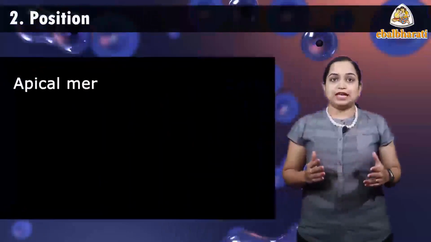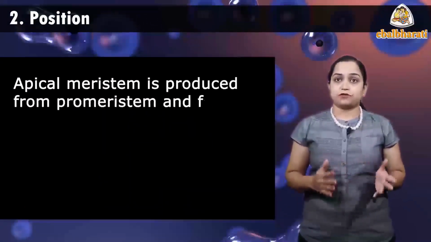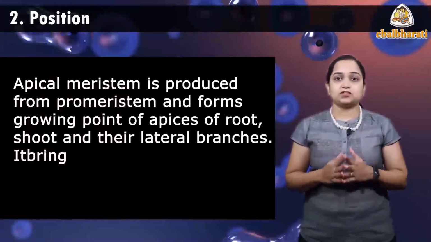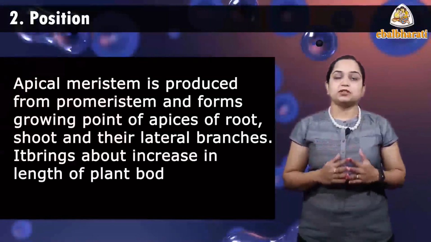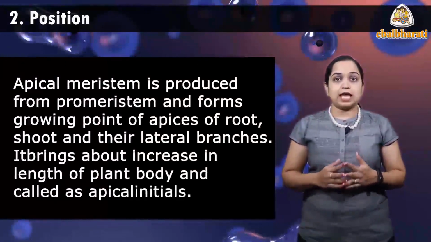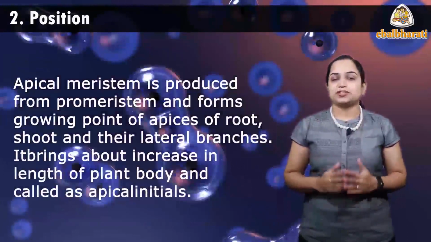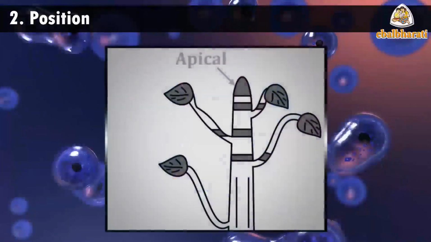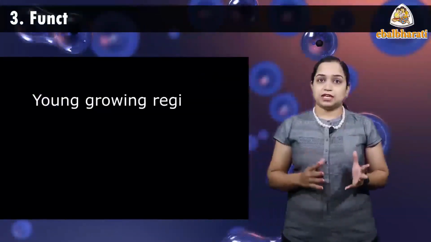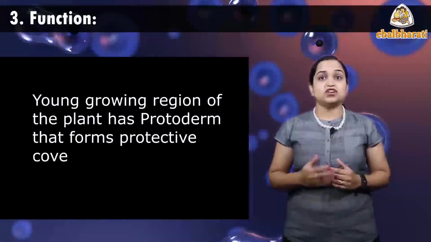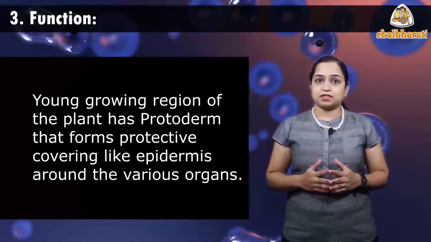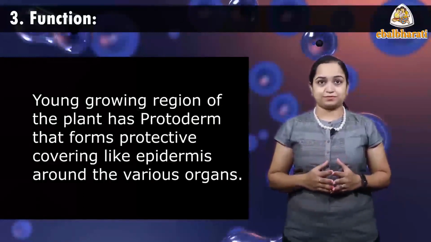Position. Apical meristem is produced from promeristem and forms growing points of apices of root, shoot and their lateral branches. It brings about increase in length of plant body and is called as apical initials. Figure 8.2 shows location of meristematic tissues. Function. Young growing regions of the plant have protoderm and form protective coverings like epidermis around the various organs.